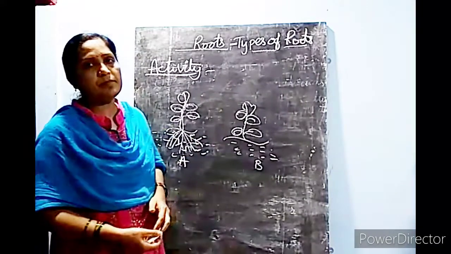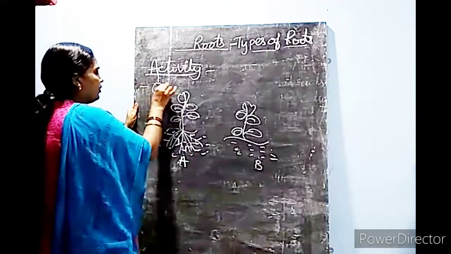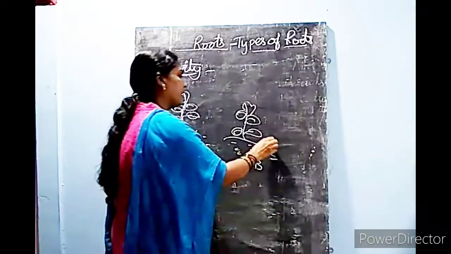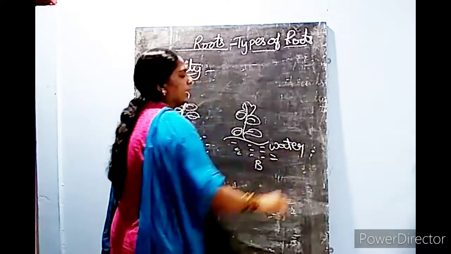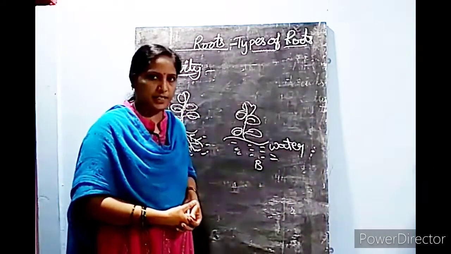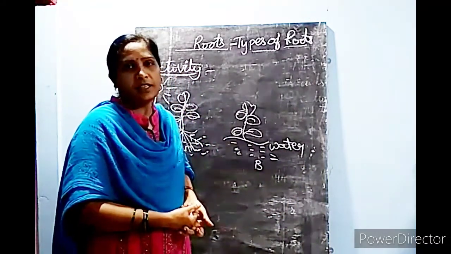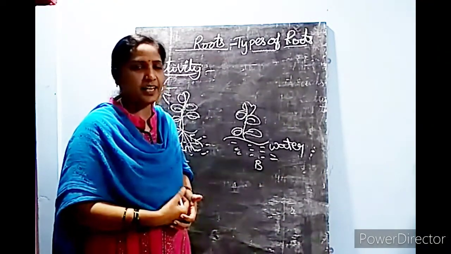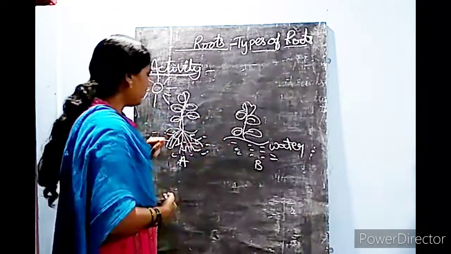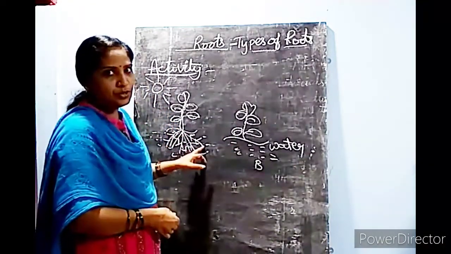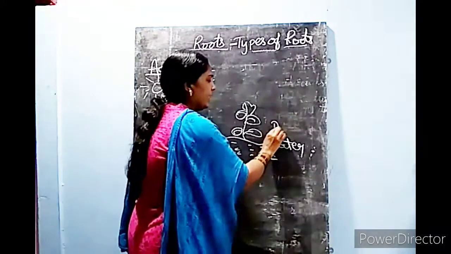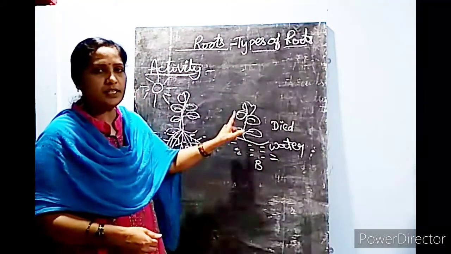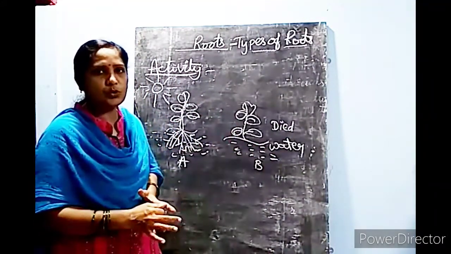And you provide them sunlight. As usual, keep them outside and provide sunlight for them, water them regularly and observe after 10 days. Can you guess what happens? Yes, exactly. Plant A can survive as usual, but plant B died. What's the reason why plant B died? Because this plant does not have roots.